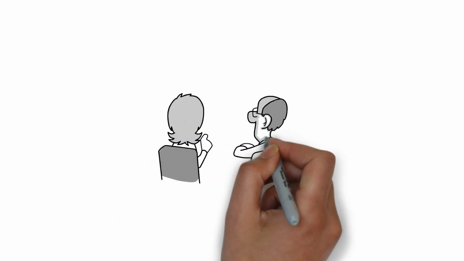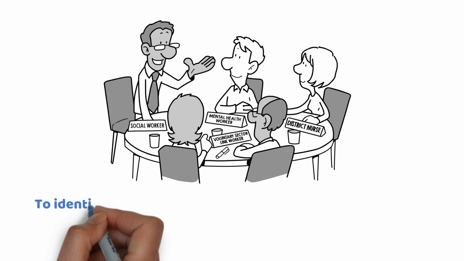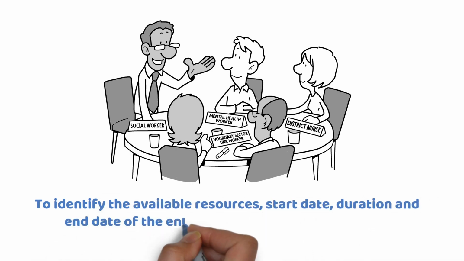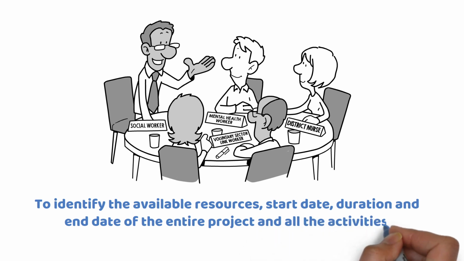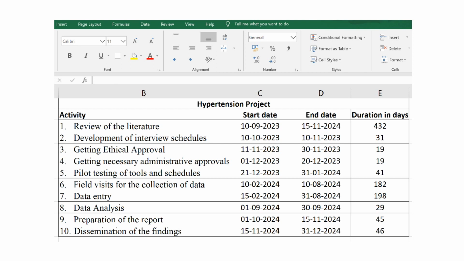First of all, we need to hold a meeting with all the project team members to identify the available resources, start date, duration and end date of the entire project and all the activities in the project. This table lists project activities, their start and end dates and the duration of each activity. Now, follow the steps mentioned in the video to create the Gantt chart in Excel. This is all about the Gantt chart or work schedule.